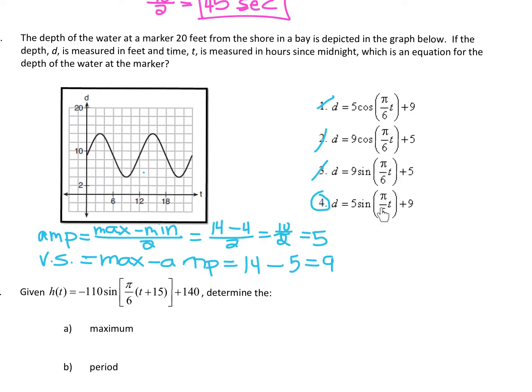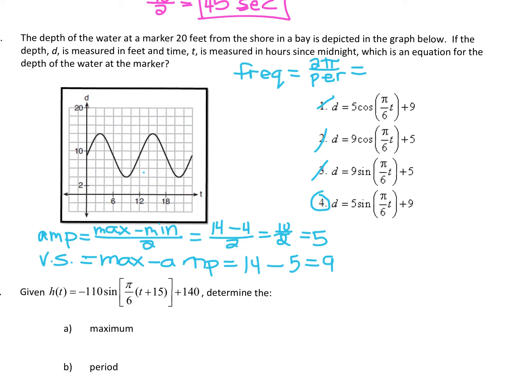Okay, now this in here represents our frequency. We know, where do I have room to do this? I'll just come over here. We know that frequency is equal to 2 pi over the period. Now the period is how long it takes to complete one cycle.